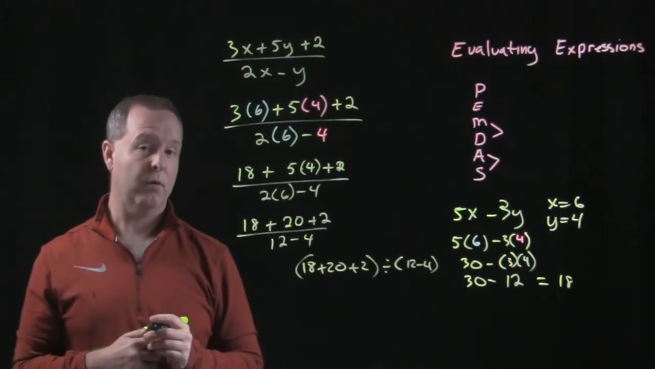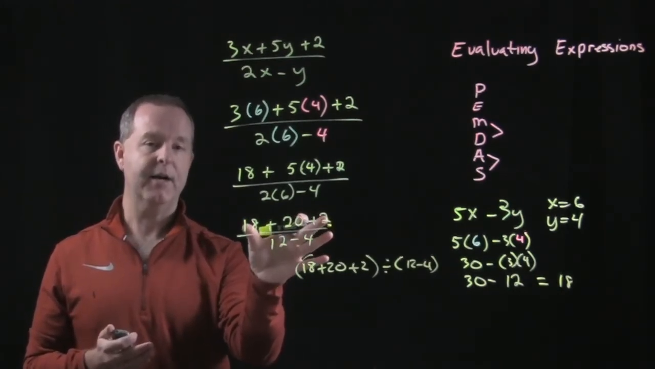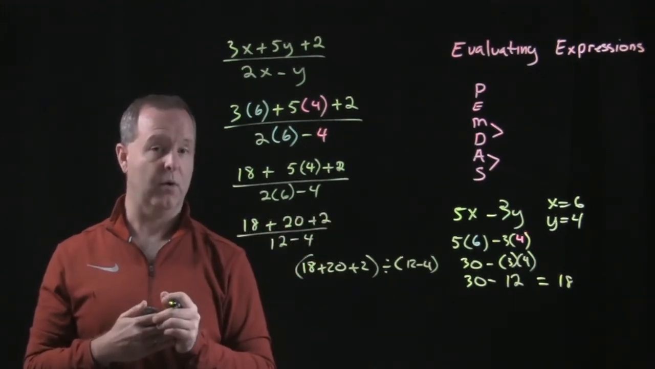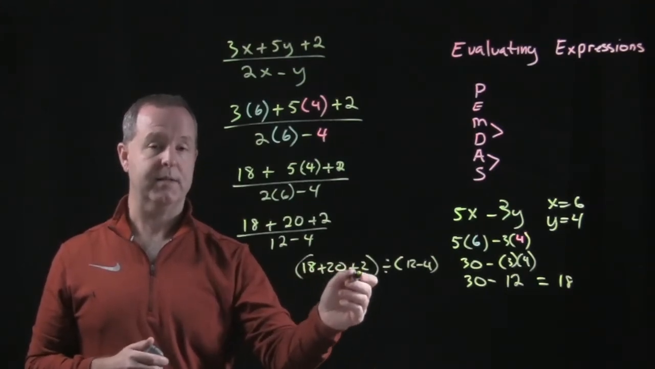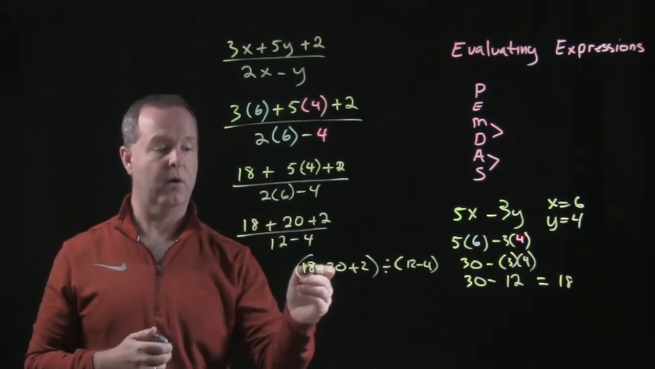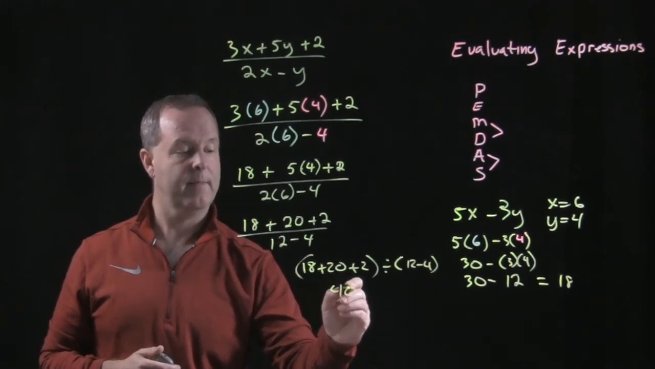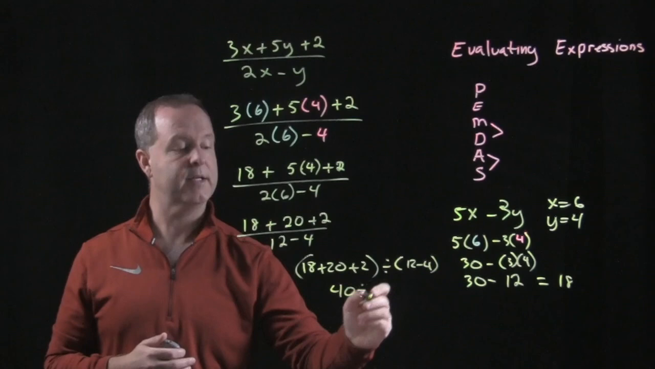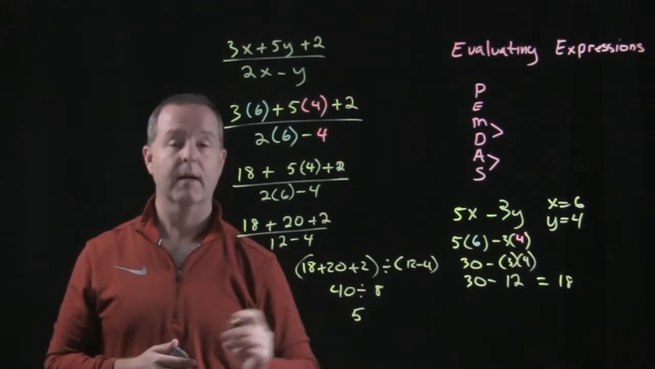So I need to be careful with that. Really, I need to deal with this entire numerator as a whole and the entire denominator as a whole in order to do this operation. So 18 plus 20 plus 2, all of that's being divided by 12 minus 4. 18 plus 2 is 20, 20 plus 20, that's 40, divided by 12 minus 4, which equals 8. And I get a result of 5.